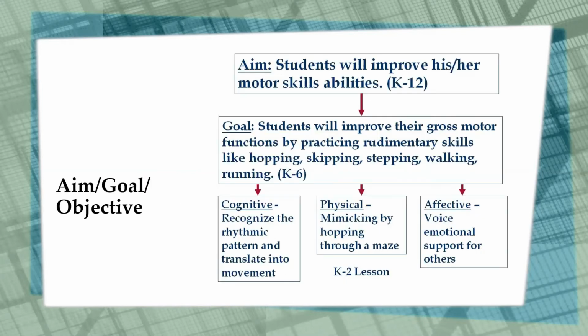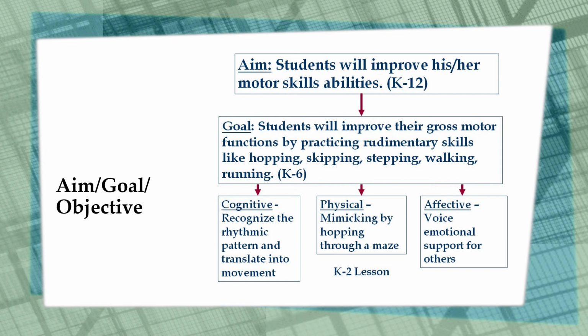And now, what's the difference between aims, goals, and objectives? The aims are the most general level. In an aim, we talk generally. For example, students will improve their motor skills ability. It's an aim. When we make this aim concise, it becomes a goal. Goals reflect the purpose with outcomes in mind. How to improve your motor skills? Its outcomes will be hopping, skipping, stepping, walking, running.